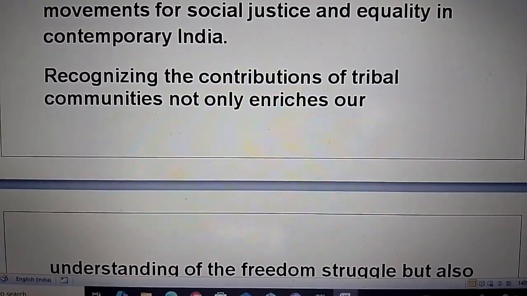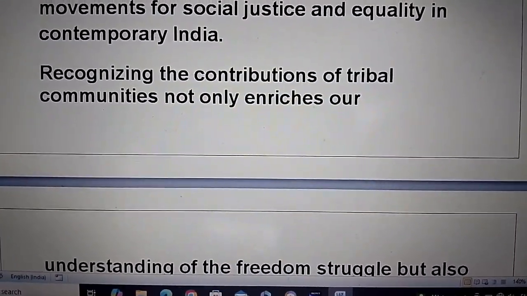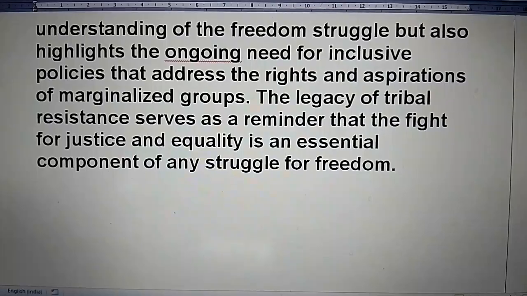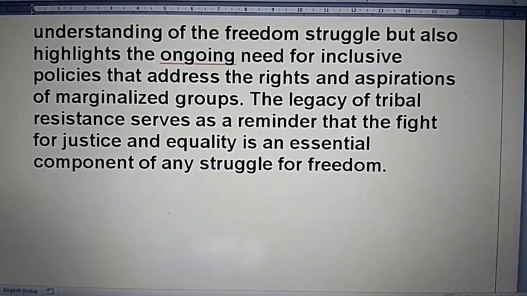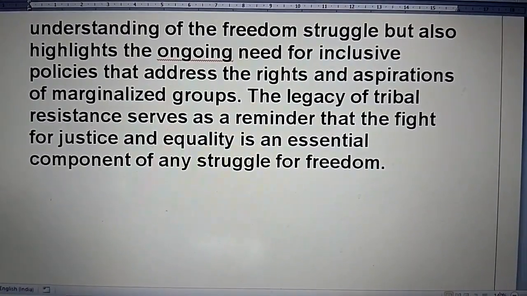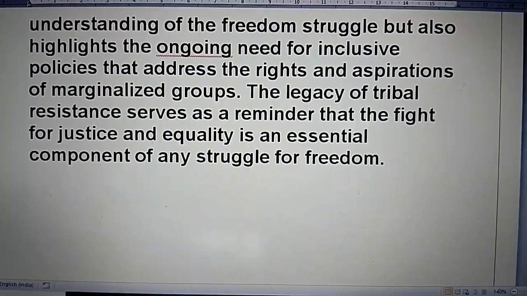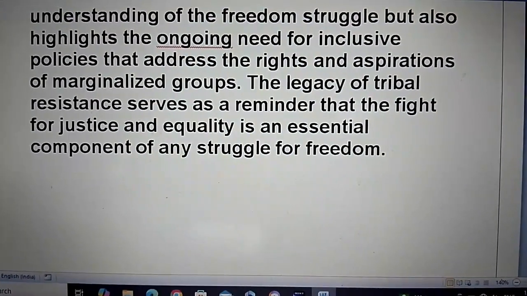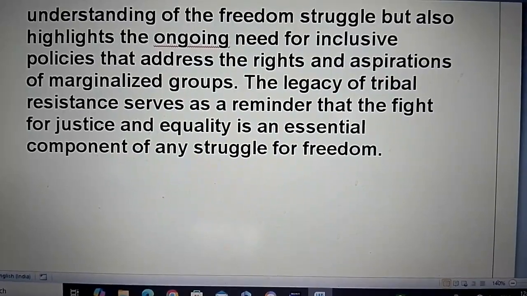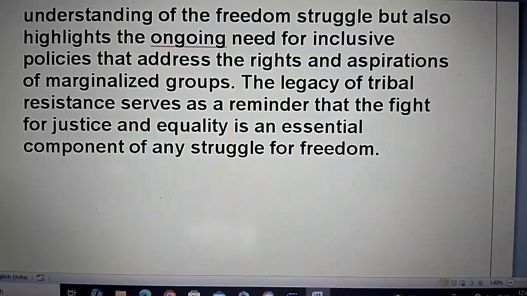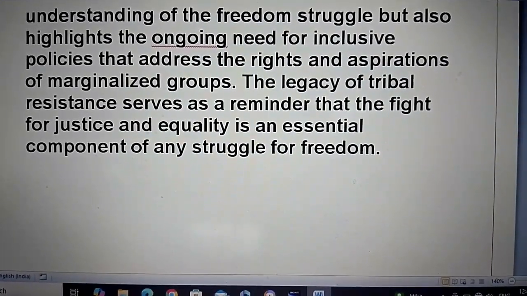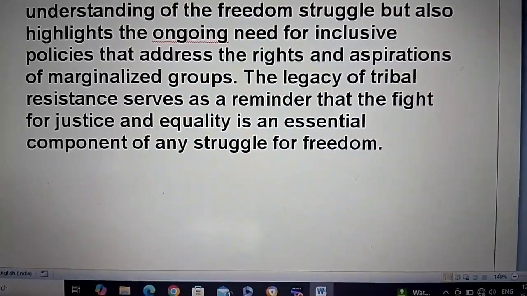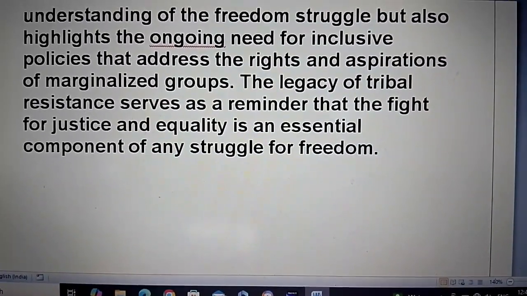Recognizing the contributions of tribal communities not only enriches our understanding of the freedom struggle but also highlights the ongoing need for inclusive policies that address the rights and aspirations of marginalized groups. The legacy of tribal resistance serves as a reminder that the fight for justice and equality is an essential component of any struggle for freedom.